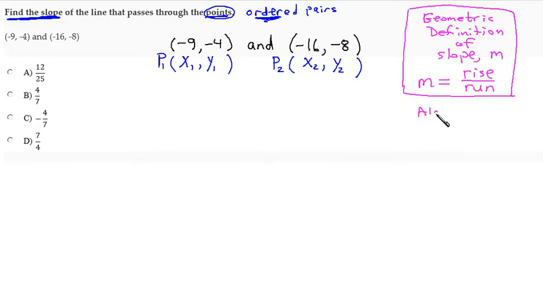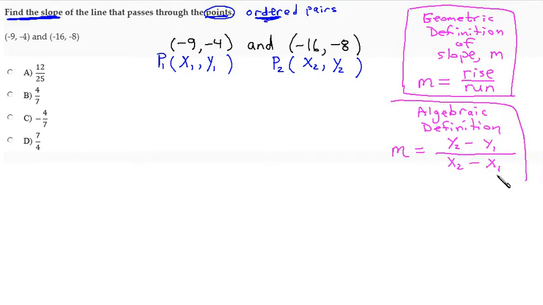There is another one known as the algebraic definition of slope, and that is a little bit longer. Slope is defined as y2 minus y1 over x2 minus x1. And there are various ways to memorize this, but it must be memorized in order to use it on a test or a multiple choice exam.